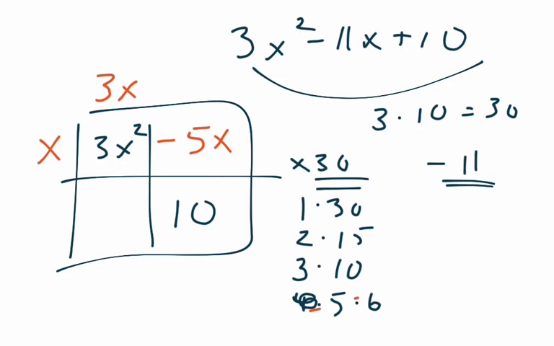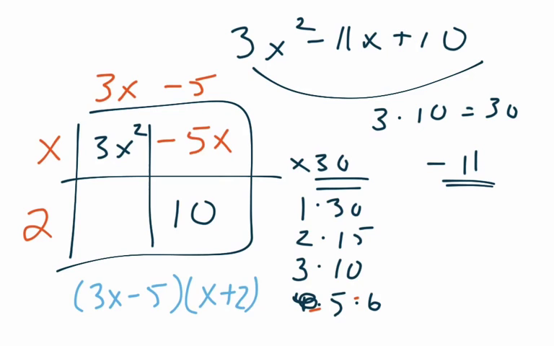That gives me a 3x right there. Because 3x times x would give me the 3x squared. This would have to be a negative 5. You can do a quick little, yep, that's right. Negative 5 times what would be out here to give you the 10? That would be a positive 2. You can do a quick multiplication there. So our factors are 3x minus 5 and x plus 2. Do that quick check there.